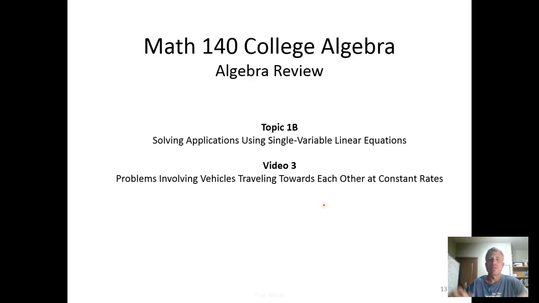So in this video, we're going to look at kind of the classic application where we have two vehicles moving towards each other, and we can ask different questions about those two vehicles. We can ask, when will they meet? Where will they meet? How fast are they traveling? And the only assumption that we have going into this is that the vehicles are traveling at constant rates of speed. And because they're traveling at constant rates of speed, we get to assume that distance is going to equal the rate that they travel at times the time that they've traveled.